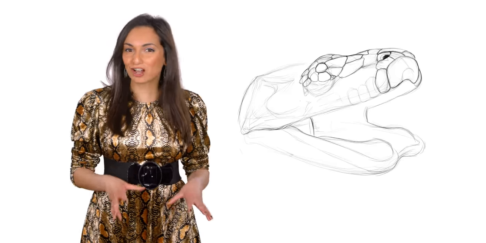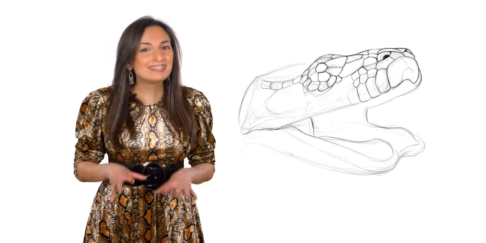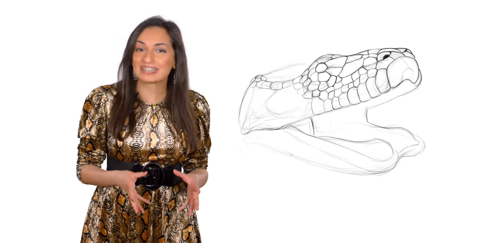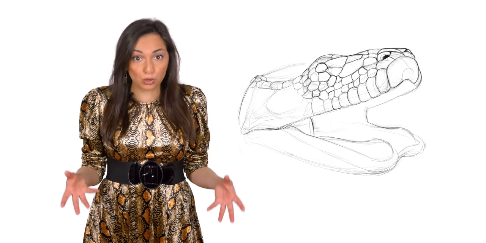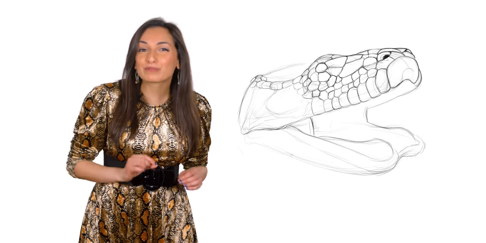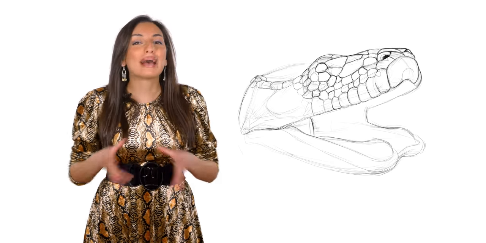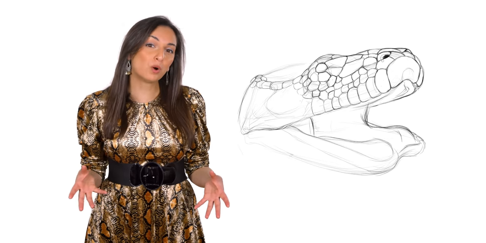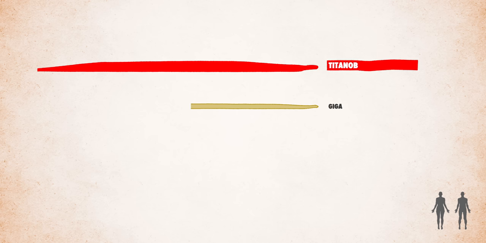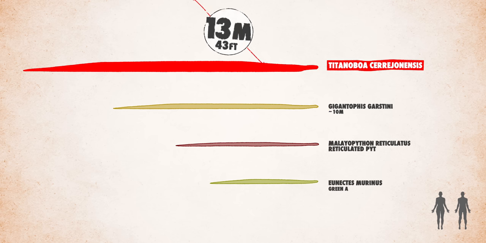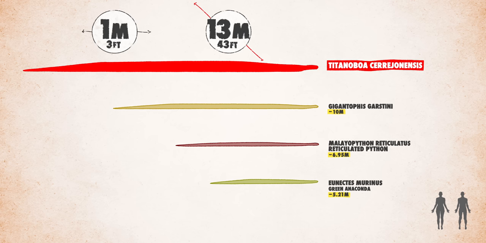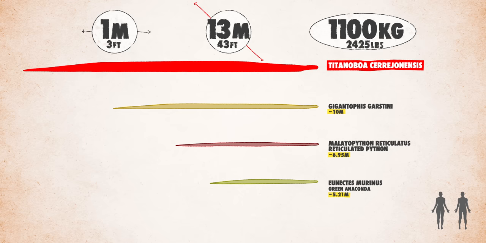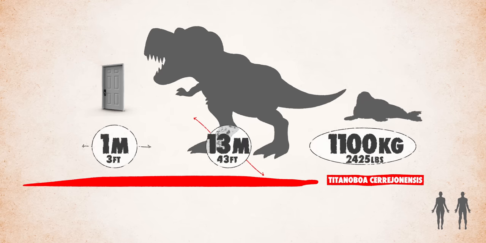Initially, the paleontologists studying the site didn't even recognize the vertebrae as snake bones since they were so large. Even they were shocked to find such a massive snake among the layers of coal. At a whopping 13 meters long and almost a meter wide, Titanoboa weighed over 1,100 kilograms. That's longer than a Tyrannosaurus rex, as wide as a doorway, and heavier than a walrus.